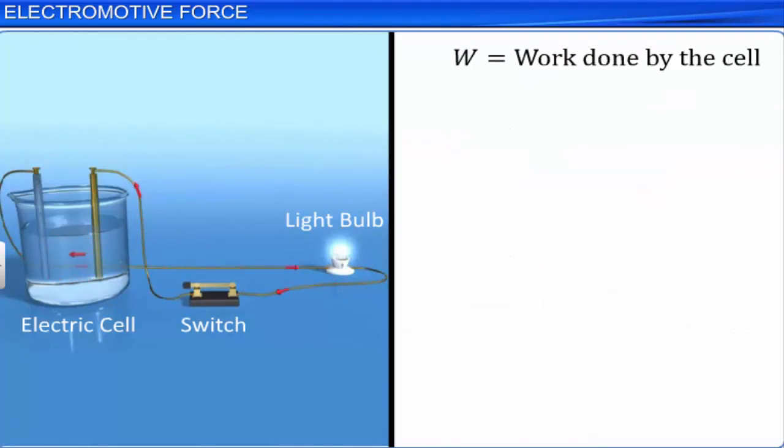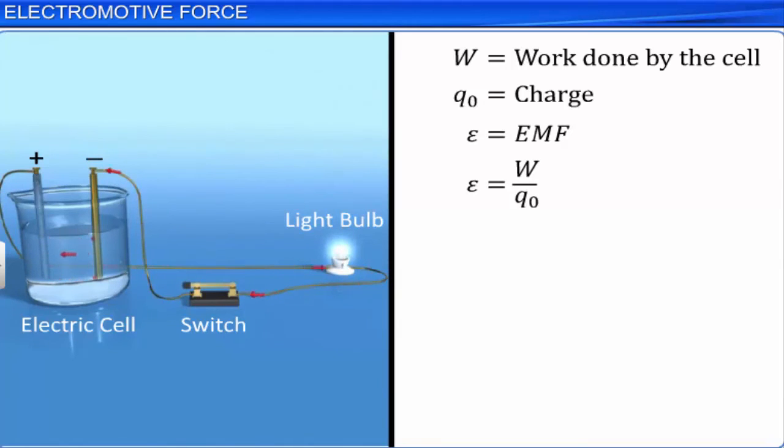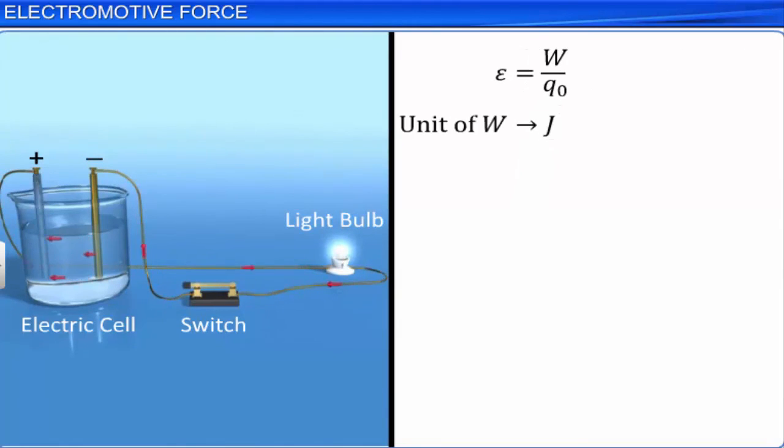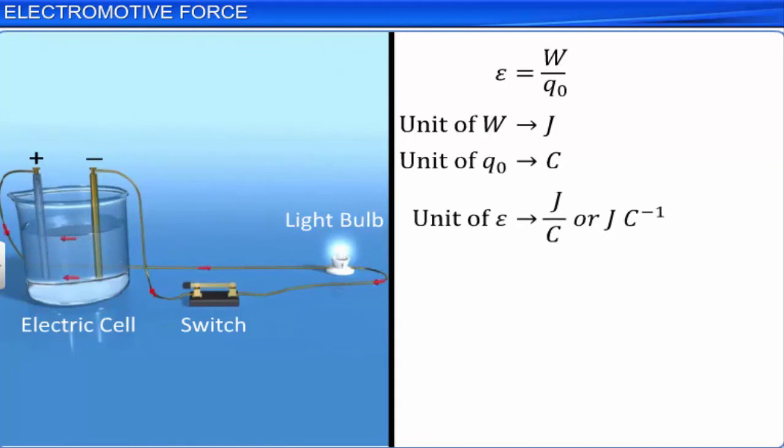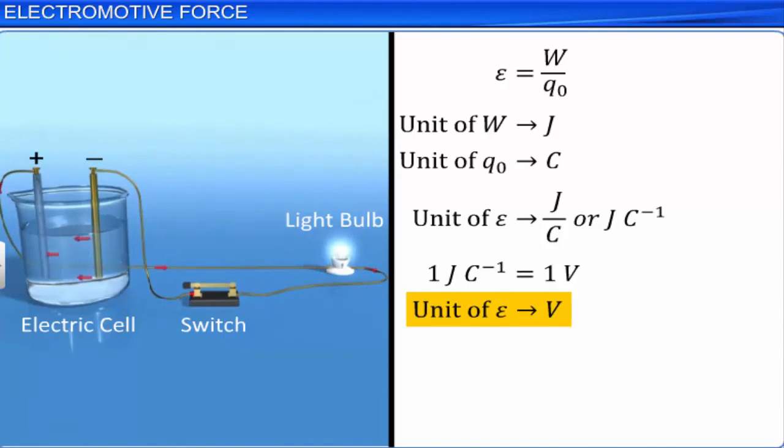If W is the amount of work done by a cell in driving positive test charge Q0 through an external circuit from its positive terminal to its negative terminal, then its EMF E is given by W by Q0. The unit of work is Joule and the unit of charge is Coulomb. Thus, the unit for EMF is Joule per Coulomb. 1 Joule per Coulomb is equal to 1 volt. Hence, the unit for EMF is volt.